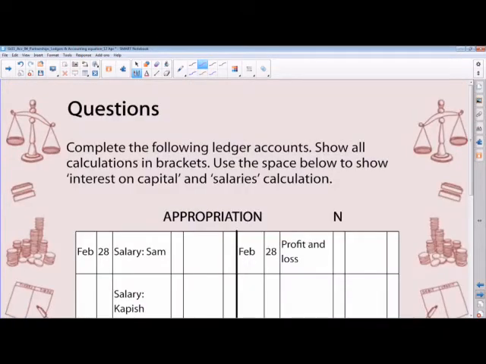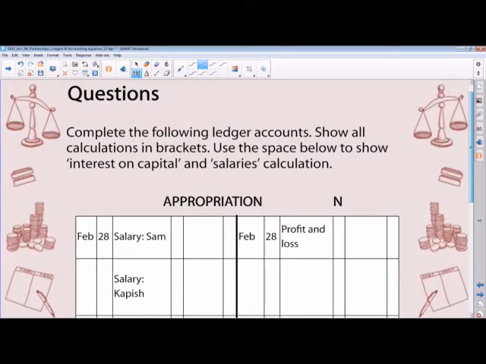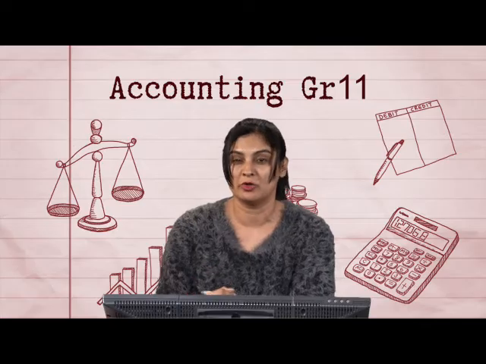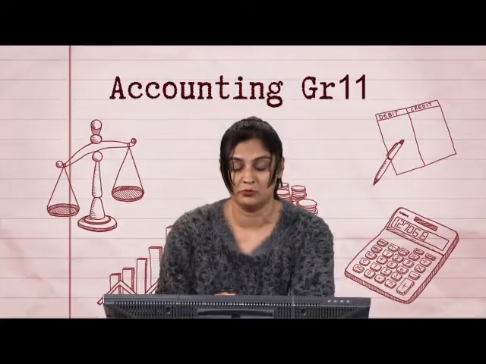Right, in our answer sheet, guys, the first question wants us to complete the following ledger accounts, show all calculations in brackets, but I do have a separate page where we're going to show our calculations. Use the space below to show interest on capital and salaries calculation, and that's what I was talking about earlier on. Okay, calculators in front of you because you guys are going to obviously help me with this.